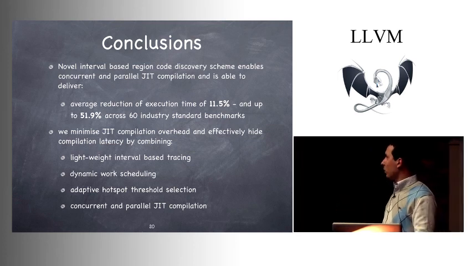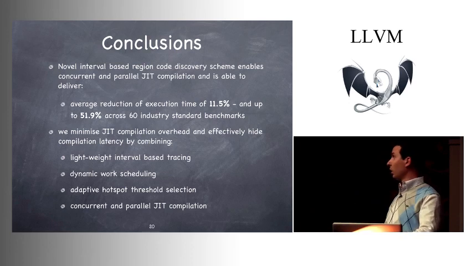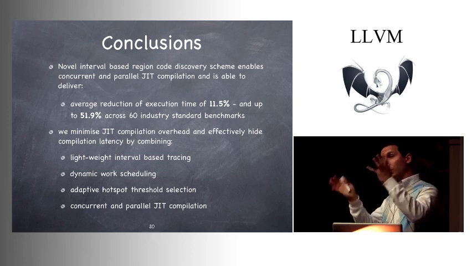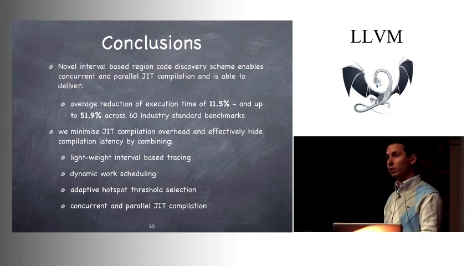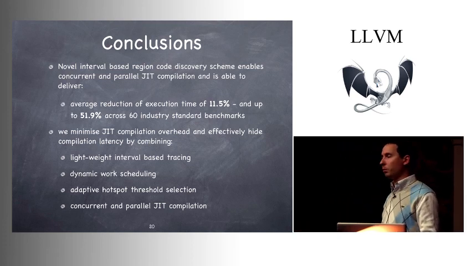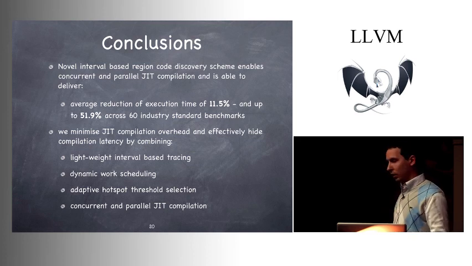And we've done this through all of the key components that I've been showing you: being able to use reasonably large compilation units that expose enough opportunities for optimization for the dynamic compiler, dynamic work scheduling and adaptive hotspot threshold selection, and of course, the concurrent and parallel JIT.